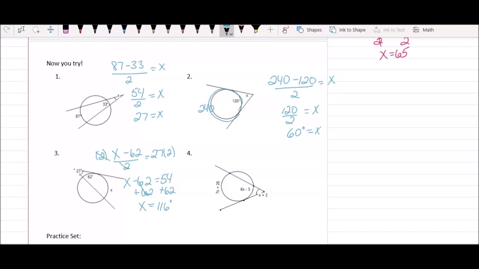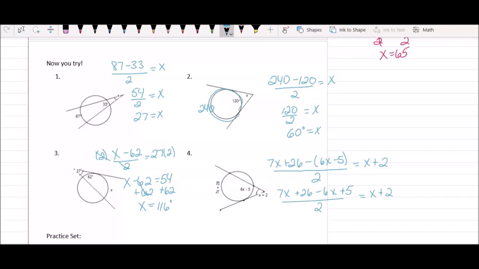Okay, number 4. You had to take the outer arc, which is 7x plus 26, subtract the inner arc. Now notice that I'm putting this in parentheses. Divide that by 2 and set it equal to the angle. So remember here, you want to put that in parentheses because the negative applies to the entire arc, 6x minus 5. You want to distribute the negative. So 7x plus 26 minus 6x plus 5, distribute that, and over 2 equals x plus 2.